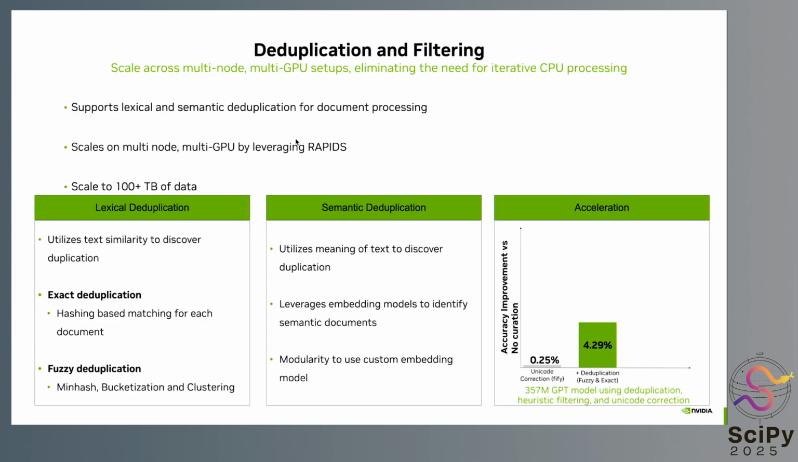So the next feature of the NeMo Curator is deduplication and filtering. It has 2 types of deduplication, lexical deduplication and semantic deduplication. As for lexical deduplication, it utilizes text similarity to discover duplications, including exact deduplication and fuzzy deduplication. For fuzzy deduplication, we have been using algorithms like min hash, bucketization, and clustering. As for semantic deduplication, it utilizes the meaning of the text to discover duplicates. It leverages embedding models to identify the semantic duplicates.